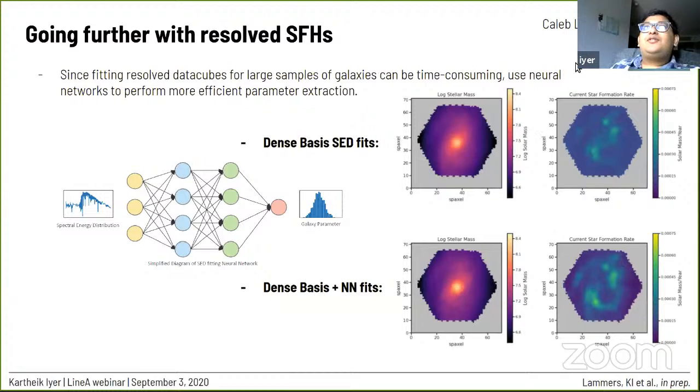And one of my students, Caleb Lammers, is working on extending this using neural networks to be able to fit large data sets because fitting individual spaxels can otherwise be time consuming. So look out for that work.